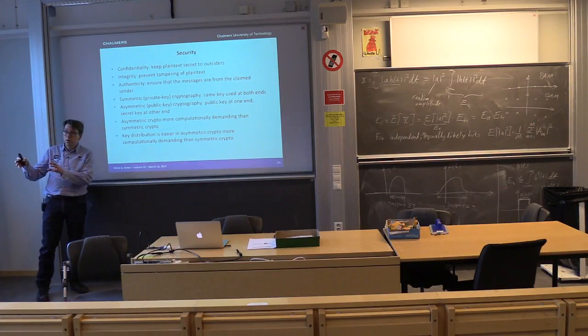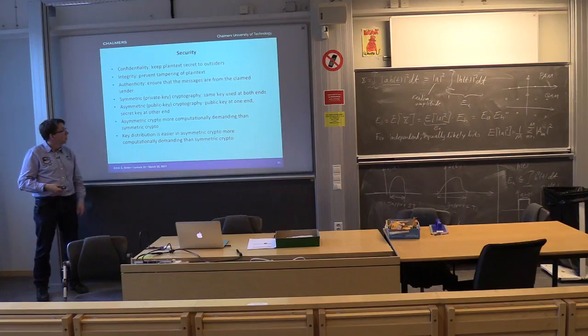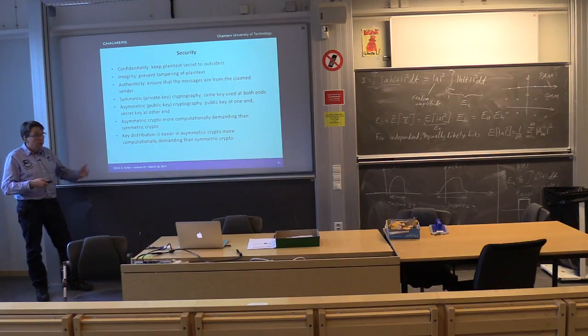Then the public key is used at one end and the secret key at the other end. Alice has a secret key and a public key. The public key is known to Bob. So when Bob wants to communicate with Alice, Bob uses Alice's public key for encryption. Alice, on the other hand, decrypts this message using her secret key. She is the only person that can decrypt messages, but anybody can encrypt messages to her. That's an instance of public key cryptography.